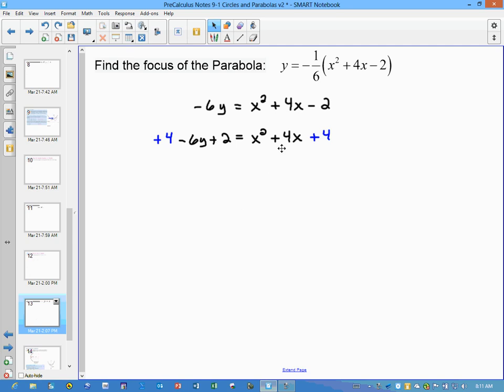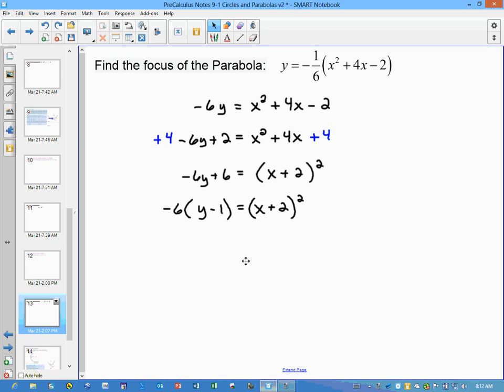And then for the x's, I complete the square. 4 divided by 2 is 2. When I square it, I get 4. I add that to both sides to preserve equality. And then I can now clean this up on the left. I'm going to combine the like terms, and on the right, I'm going to factor as a perfect square. But then notice that I do have a coefficient of the y, so I need to factor that out. So that'll give me -6 times the quantity y minus 1 equals x plus 2 quantity squared.